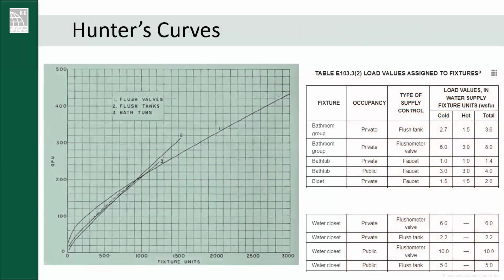This is an example here. This photo is of an early Hunter's curve, and just shows the fixture units that would be expected. And then a table here. This is actually from Appendix E of the 2024 IPC. That is the load values assigned to fixtures, converted to drain fixture units. So you can see in the far right-hand columns there, cold water, hot water, and total drain fixture units. And these numbers are coming from the Hunter's curve.